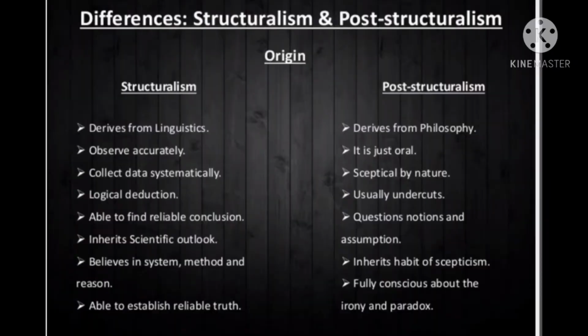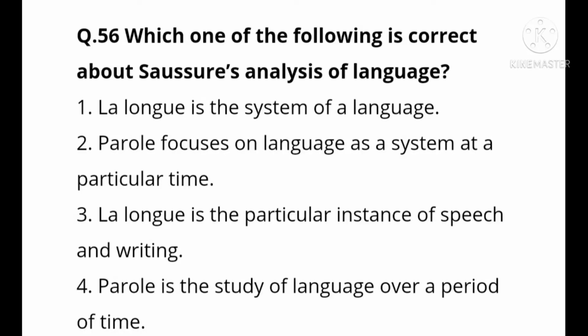Which of the following is correct about Saussure's analysis of language? Please check the options. Here the right answer is option number 1. Langue is the system of language. Ferdinand de Saussure gave the terms langue and parole, and I have provided notes on these terms.